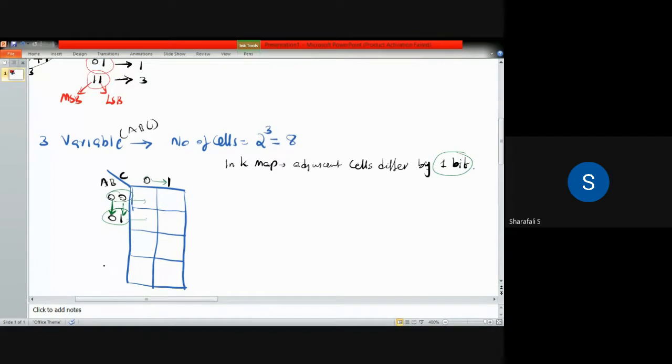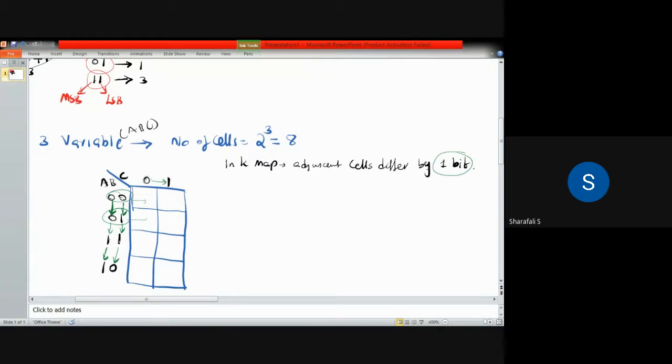1 0 will be coming here and 1 1 comes here. Now if you consider what is the change, this 0 is changed to 1 and this 1 remains as it is. So only 1 bit is changing. Now it is okay. Here also this 1 remains as such, and this 1 is changing to 0. So only 1 bit is changing from the previous one.